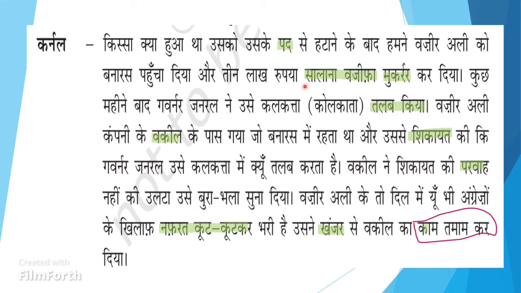और 3 लाख रुपया सालाना वजीफा मुकर्रर कर दिया. Can you imagine, children? They have come to India as businessmen and they have taken over our people. It's just because our people did not have unity. So unity is a must among us to keep us strong, so that the foreigners do not have the guts to come and touch our country. Salana means yearly, wazifa means compensation, mukarrar kar diya means they granted him a yearly compensation of 3 lakh rupees.